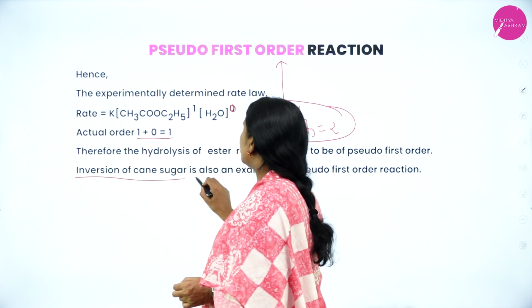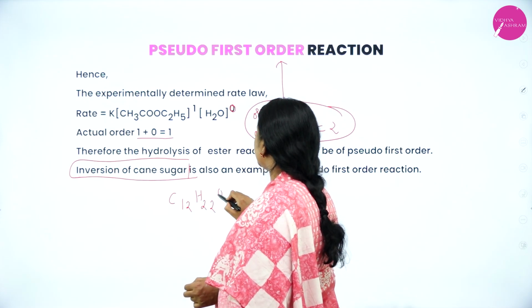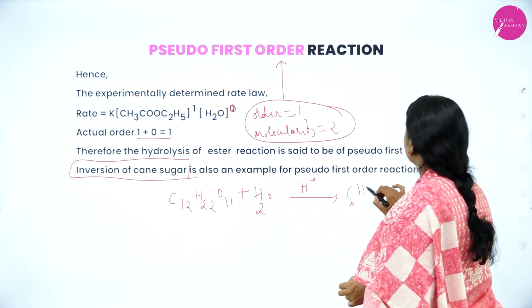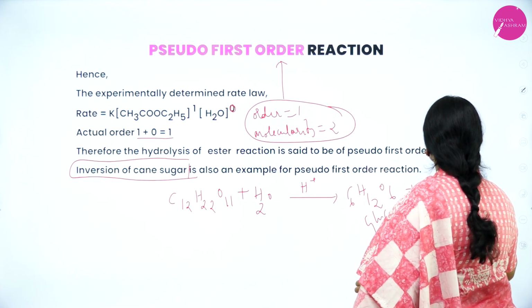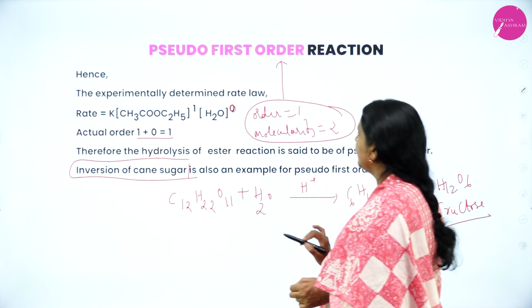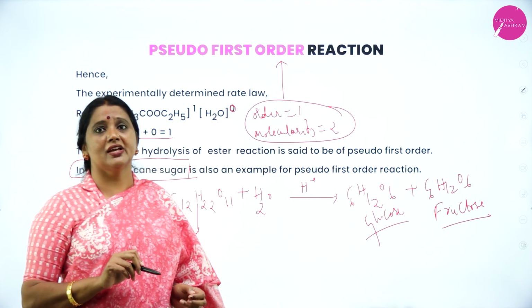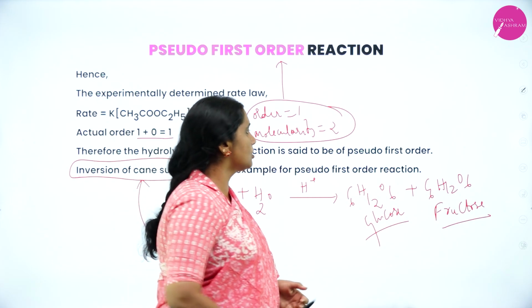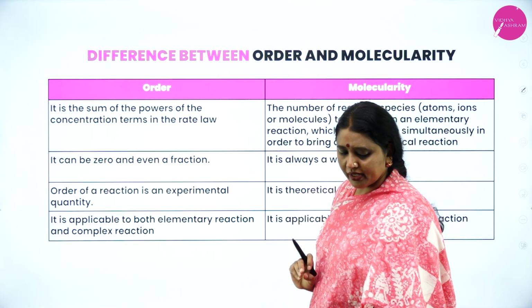as well as inversion of cane sugar. Inversion of what? Cane sugar. Cane sugar means sucrose, C12H22O11, which on acid hydrolysis with water and H+ gives rise to one molecule of glucose and one molecule of fructose. So this reaction is also called inversion of cane sugar. Inversion of cane sugar means acid hydrolysis of sucrose. It is also a beautiful example for pseudo first order reaction.